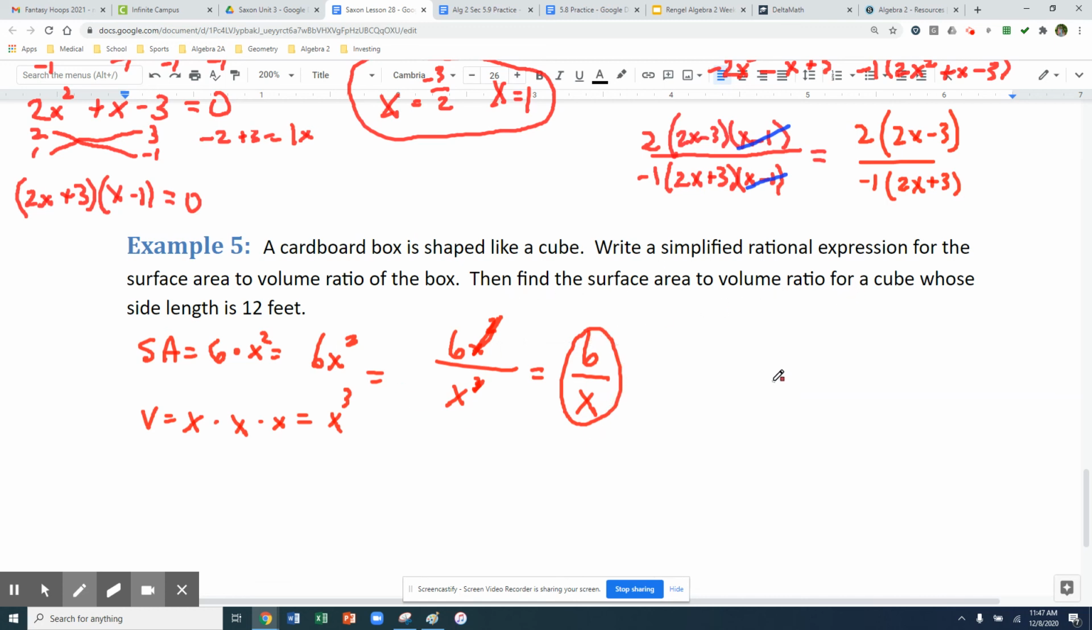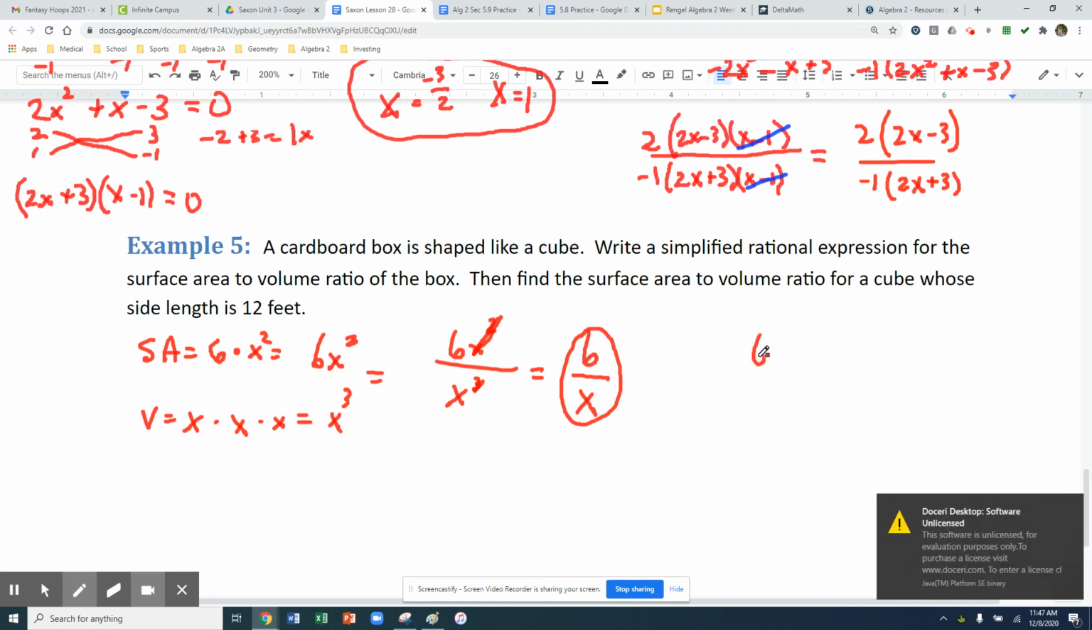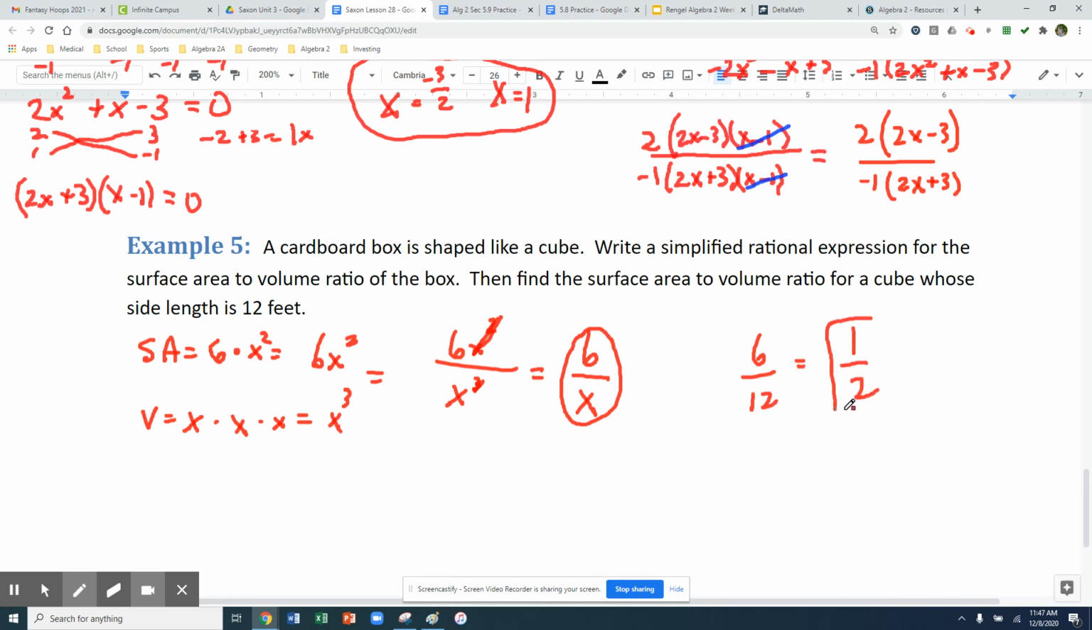Now find the surface area to volume ratio of a side length of 12. Well, if I put in a side length of 12, that would be 6 over 12, which is going to equal 1/2. So there would be my ratio. So for every 1 unit in the surface area, that's equivalent to 2 units in my volume. So 1/2 was what 6/12 would simplify down to.